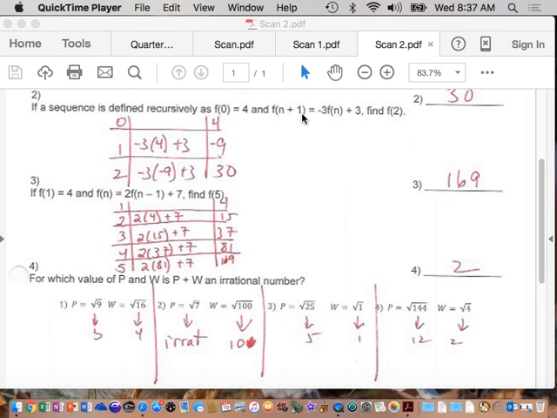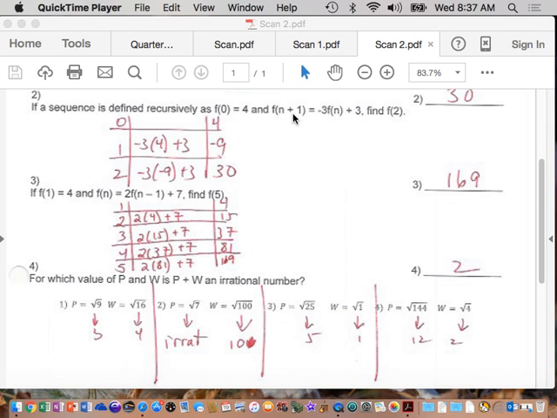The new function output, the new term, is -3 times the previous term, not -3 times n. When I looked in your tables, I saw a number of people put -3 times 0. Look at your paper. Are you one of those? Or I saw -3 times 1. Are you one of those? That's wrong. The new one is -3 times the previous one.